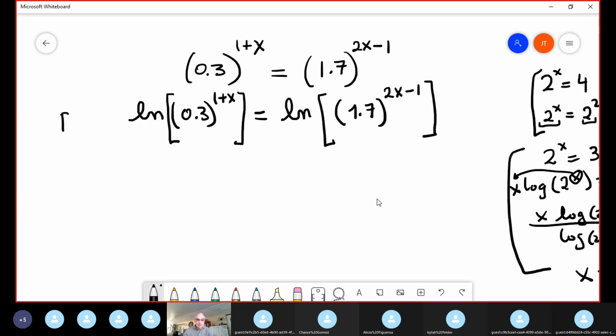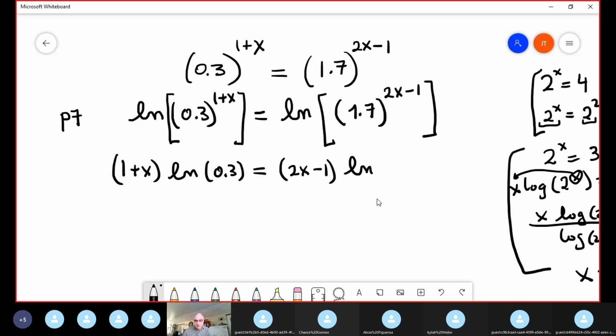And one more time, you apply the property 7, which allows us to put the exponent in the front. In this case, it's a binomial. So, if it's a binomial, I put it inside the parentheses, no? Because this is multiplication by logarithm of 0.3, like here, 2x minus 1 times logarithm of 1.7.